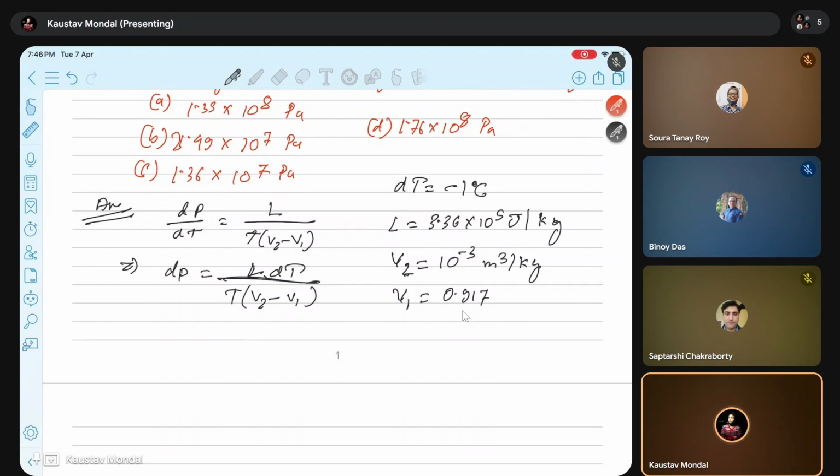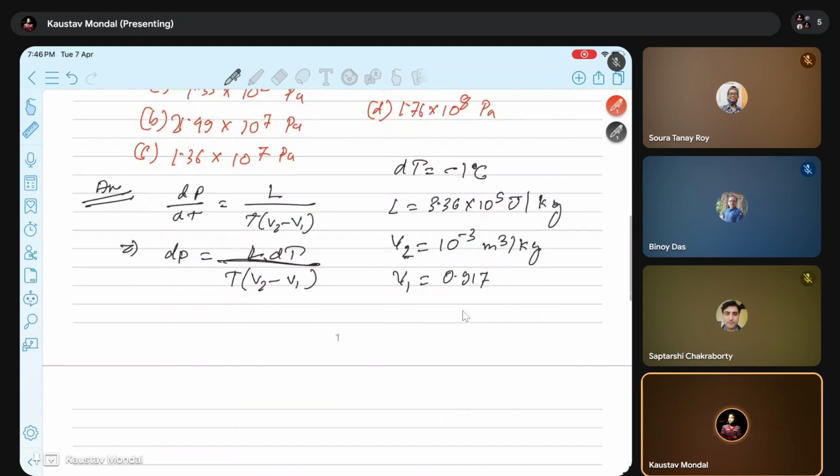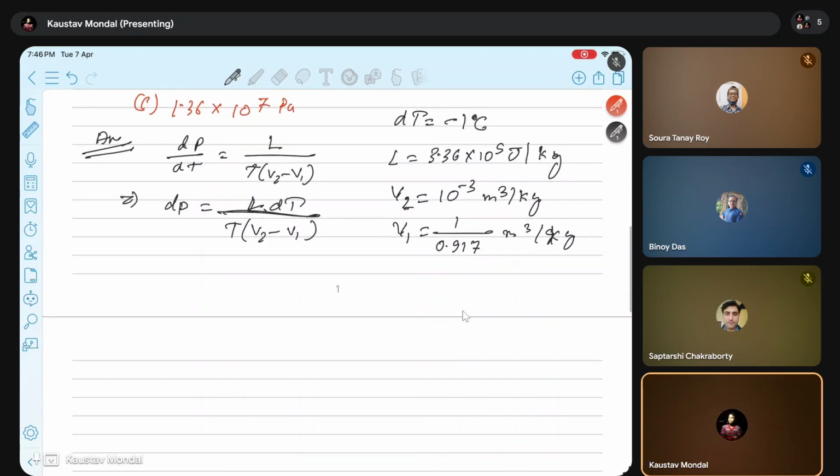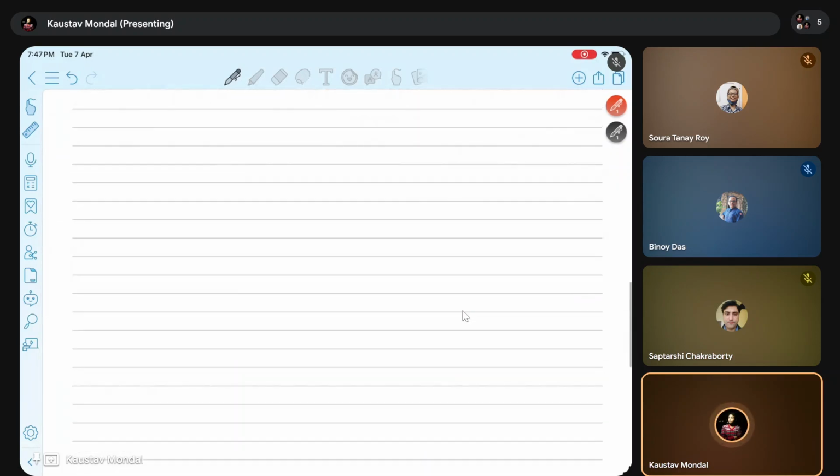Okay, density is given. So the volume for 1 kg of ice would be 1 by 0.917, that is around 1.0905 meter cube per kg. Okay, that is V1. So now it's easy, just dP by dT, you have to substitute the values.